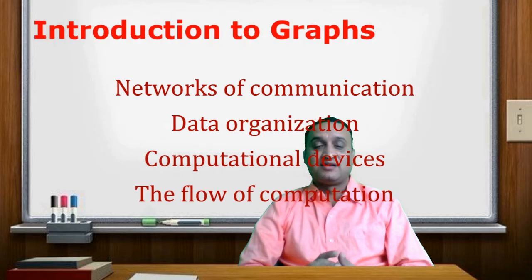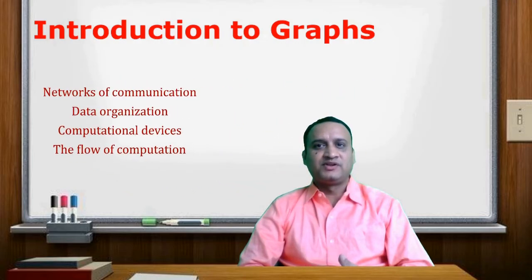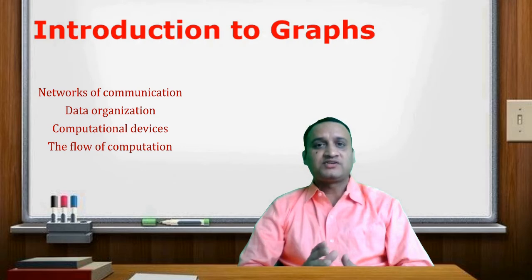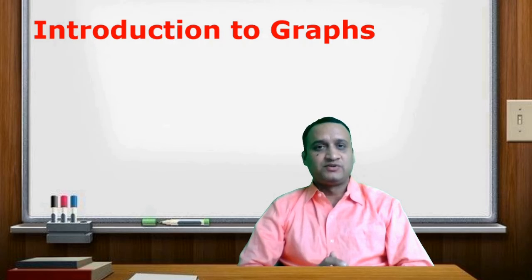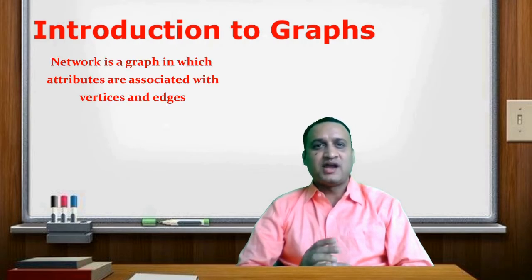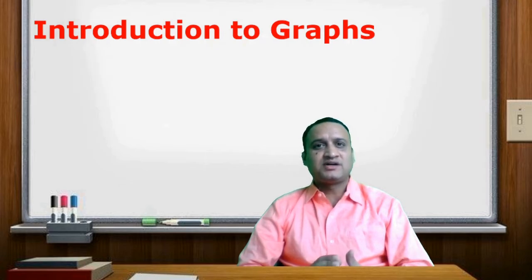In computer science, graphs are used to represent networks of communication, data organization, computational devices, and the flow of computation, etc. It is not restricted to this only. Many practical problems can be represented by graphs, emphasizing their application to real-world systems. The term network is sometimes defined to mean a graph in which attributes, for example names, are associated with the vertices and edges, and the subject that expresses and understands the real-world system as a network is called network science.